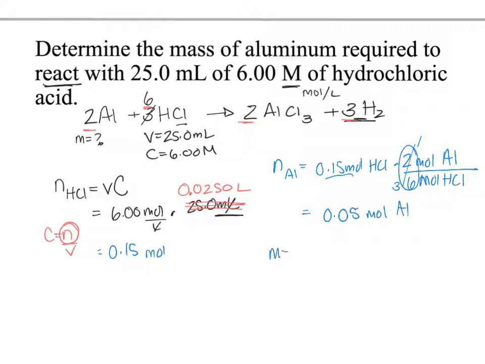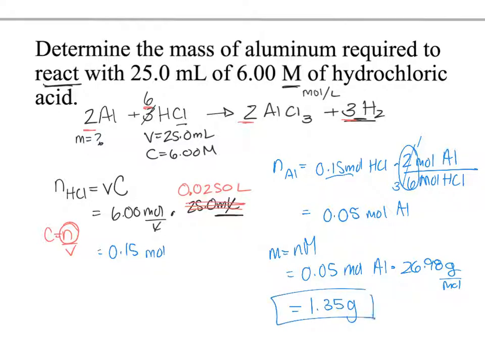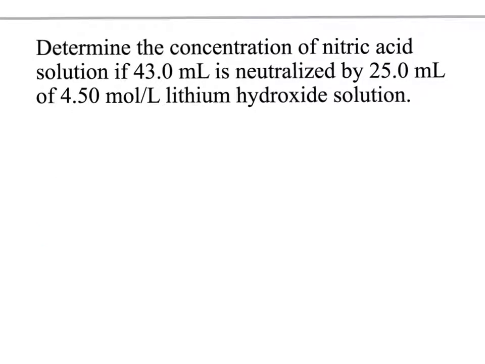And now we need the mass. So to get the mass, we're going to do 0.05 moles of aluminum times the molar mass of aluminum, which is 26.98. So we're going to take that number and times it by 26.98. And we want to have 3 sig figs, so 135 grams is our final answer. Okay, let's try another one.